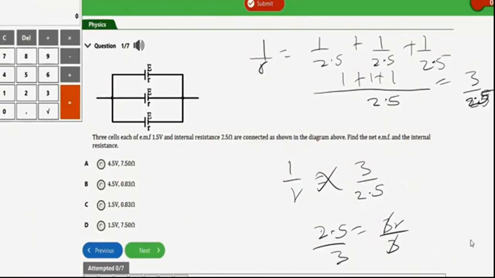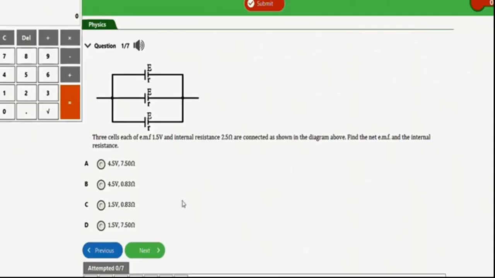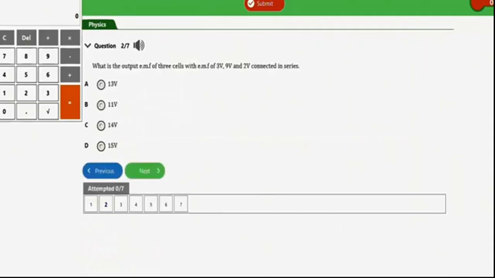Let's solve the next repeated question. It says, what is the output EMF of 3 cells with EMF of 3V, 9V, and 2V connected in series? Since it's talking about series connection, the output EMF of 3 cells will be 3V plus 9V plus 2V. When you talk about series connection, you add each of them. So when you sum, you're going to have 14V.